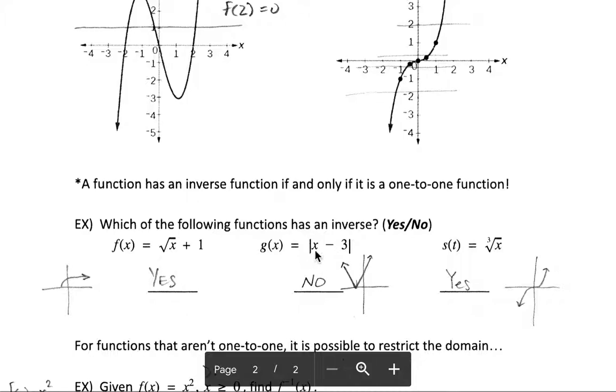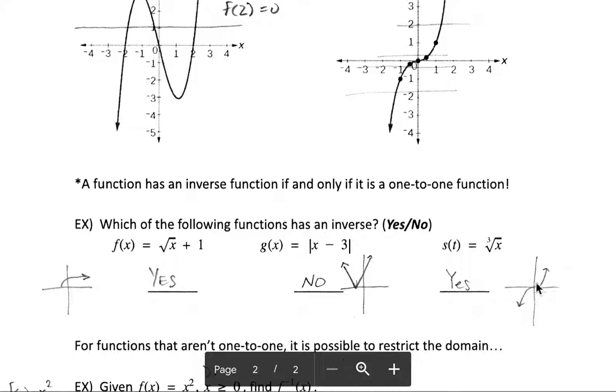Absolute value functions, though, always use that V shape. And so if I draw a horizontal line, it's not going to pass that horizontal line test. So absolute value functions are not going to have inverse functions necessarily. Lastly, just another example here. We got a cube root. It's our disco graph. Passing the horizontal line test?